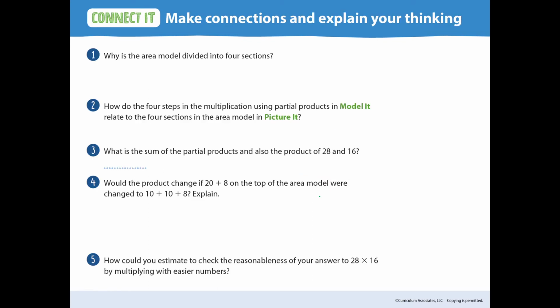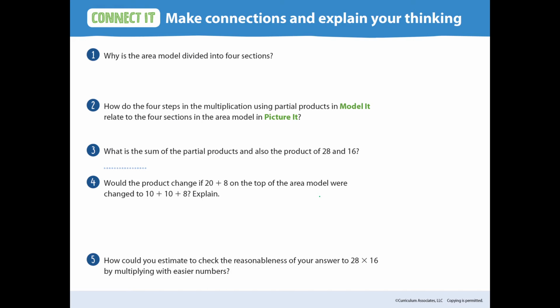Let's connect it. Why is the area model divided into 4 sections? So think about your answer and write it down in your workbook, and then press play so that you can see what I say. The area model is divided into 4 sections because we have 4 digits in our numbers. 28 is made of a 2 and an 8, so we have 20 plus 8, and 16 is a 10 and a 6. So combined we have 4 sections.